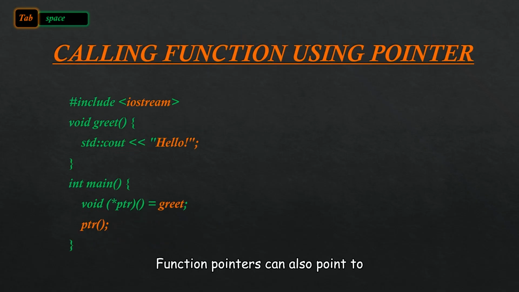Function pointers can also point to functions that return void and take no parameters. In this example, we define a simple greeting function called greet. We declare a function pointer named ptr that matches the void signature. After assigning the function address to ptr, we call it like a normal function. This indirect call executes the greet function. This technique is very useful when you are working with callbacks, for example handling GUI events, timers, or signals, where functions are triggered at runtime.